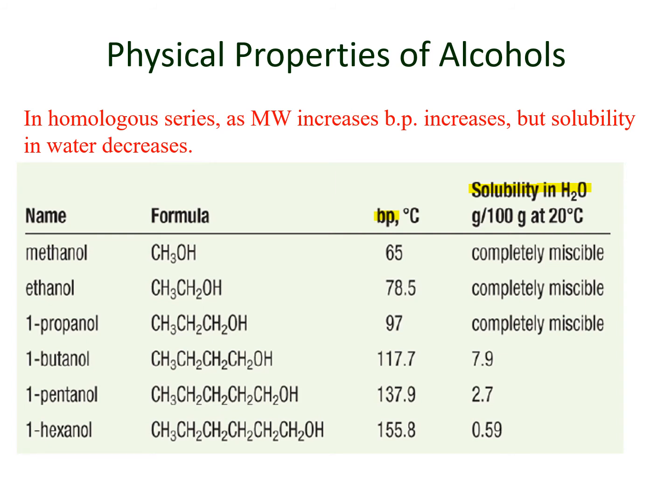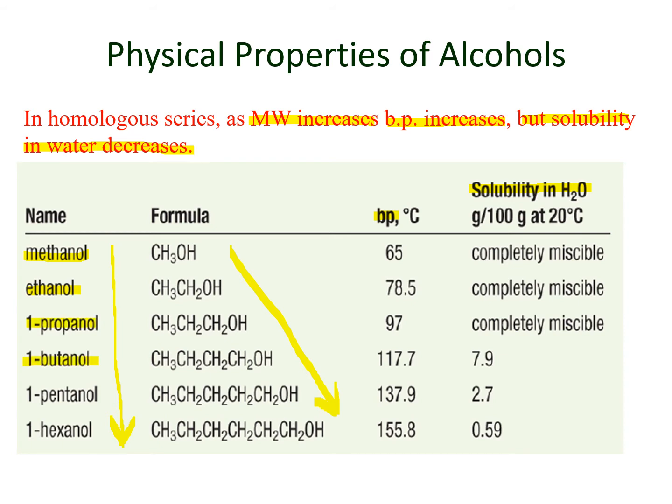The general rule is that in a homologous series, as the molecular weight increases, the boiling point of these alcohols increases, but the solubility in water decreases. As we go from top to bottom in this table, the molecular weight is increasing. We are getting bigger alcohols, as we can see in the formulas as well, with more carbons. Methanol has only one carbon, the methyl group attached to the OH. Ethanol has two, then propanol 3, butanol, and so on.